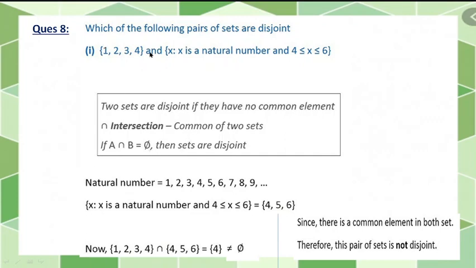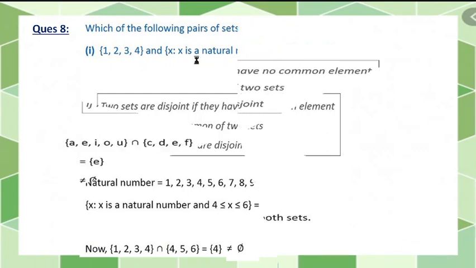So let's take question number 8. Here two sets are given and we have to identify which sets are disjoint. First set is 1, 2, 3, 4 and another set is x is a natural number and x is greater than equal to 4 and less than equal to 6. So when we'll write down this in roster form, it is 4, 5 and 6. Now look for the common elements. Do we have anything common? Yes, we have element 4 which is common. So since there is a common element in both the sets, this pair is not disjoint.